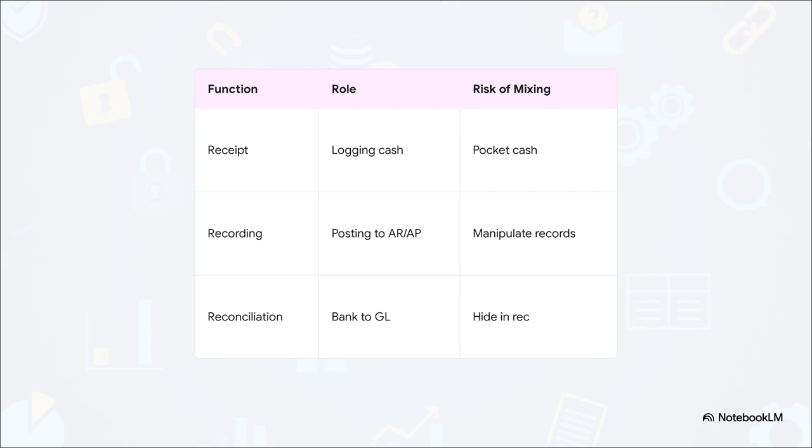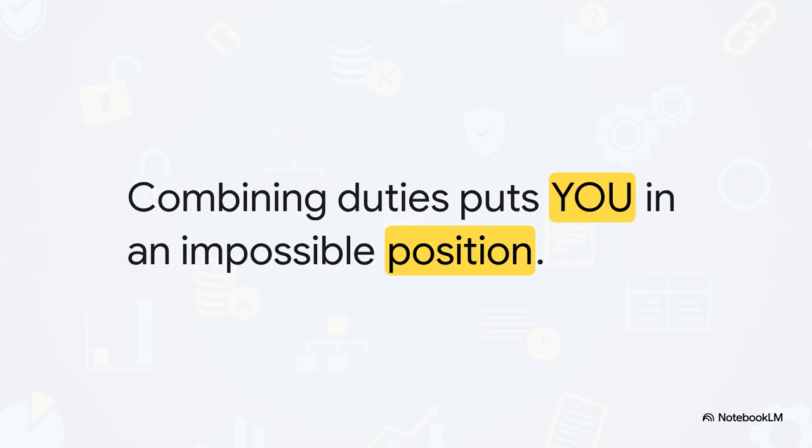Think about it. If the exact same person who receives the cash also gets to record it in the subledger, they can easily pocket the cash and just manipulate the records to hide it, which is exactly how lapping happens in the first place. Three people, three separate functions. That is the rule.